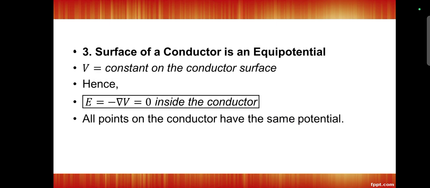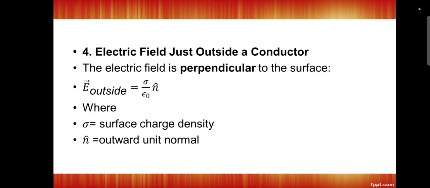So the third property is that the surface of the conductor is an equipotential, that is V equal to constant on the conductor surface, and hence E equal to minus del V, that is equal to 0 inside the conductor, as per the first property we said. So all points on the conductor have the same potential, and inside the conductor the field is equal to 0.